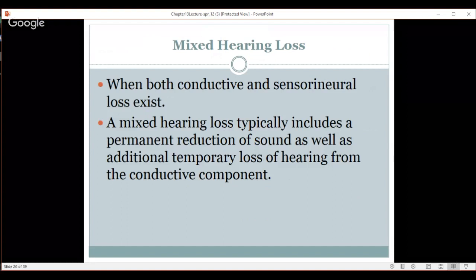Then a mixed hearing loss typically includes a permanent reduction of sound, which is the sensorineural component, as well as additional temporary loss of hearing from the conductive component, which would be the ear infection.